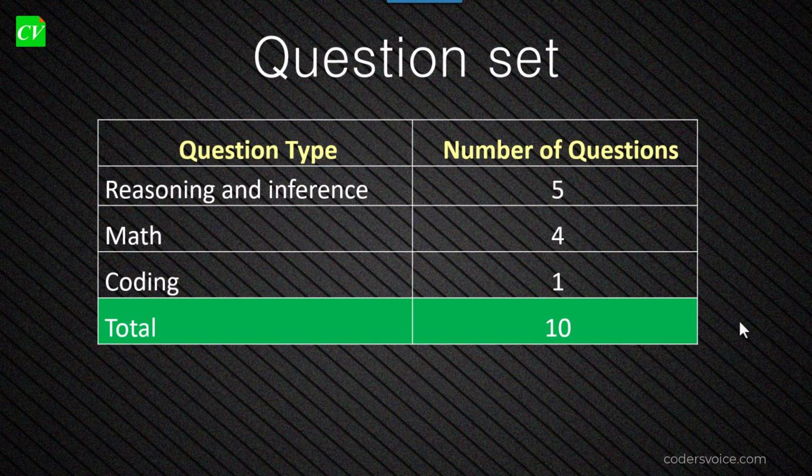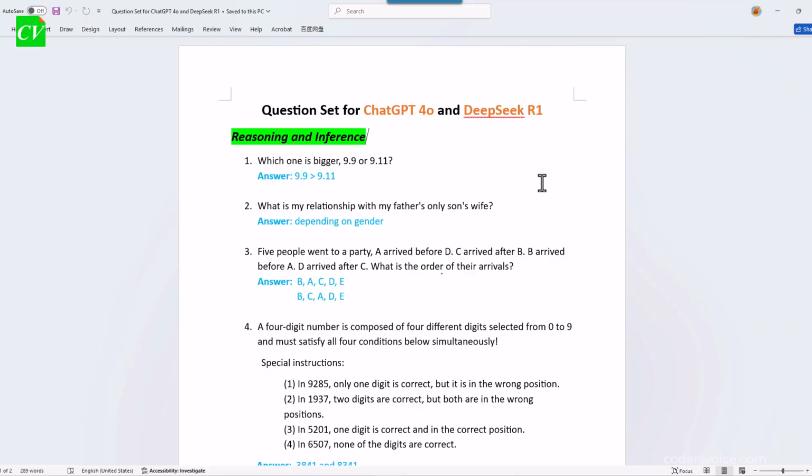Altogether, I have 10 questions: 5 for reasoning and inference, 4 for mathematics, and 1 for coding. Here are the questions. Most of the questions are very simple, and you can figure them out by yourself. So we just use these very simple questions to test ChatGPT and DeepSeek and to see what they will respond. Okay, now let's get started.